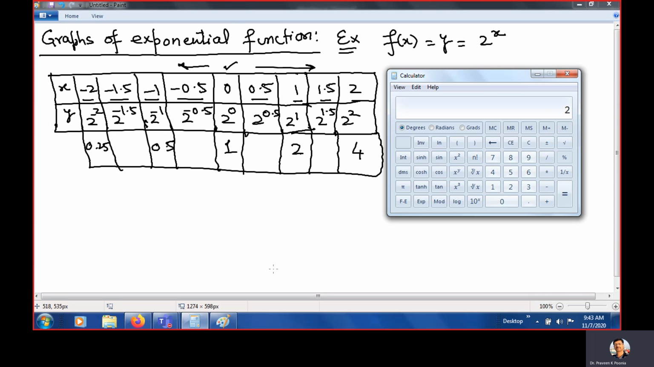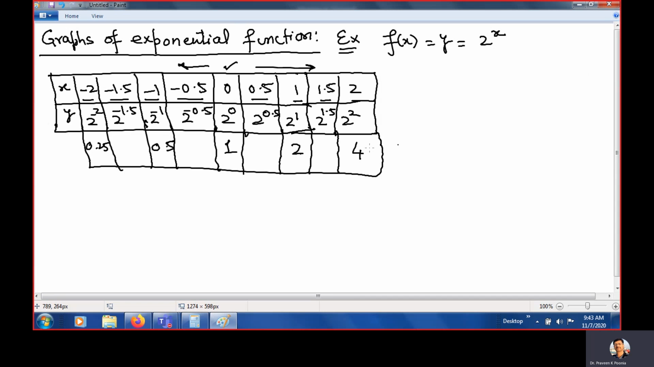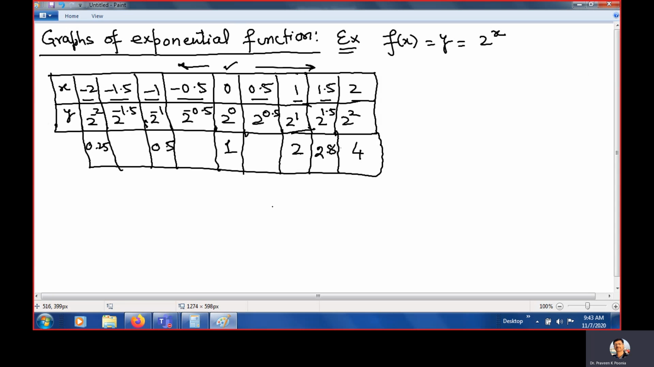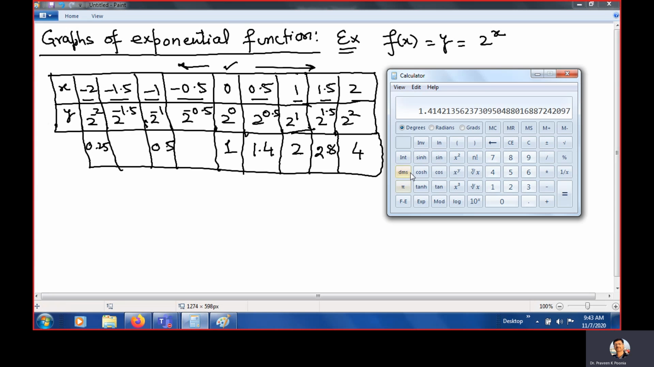2 power 1.5. So it is 2.82. So this value is 2.8. Clear? Then we'll take 2 power 0.5, it is 1.4. Then 2 power minus 0.5.